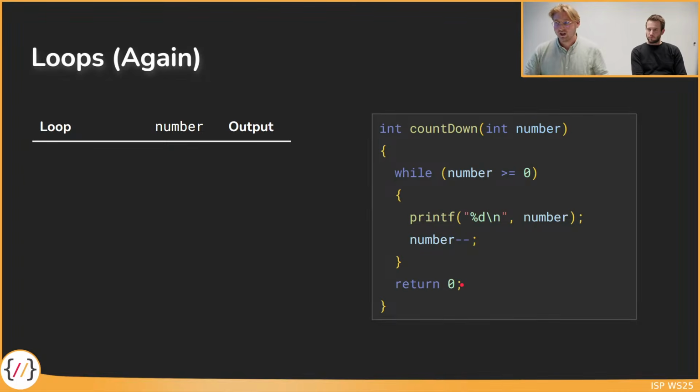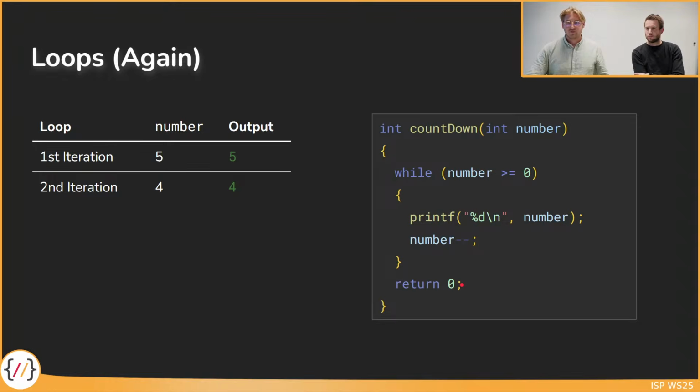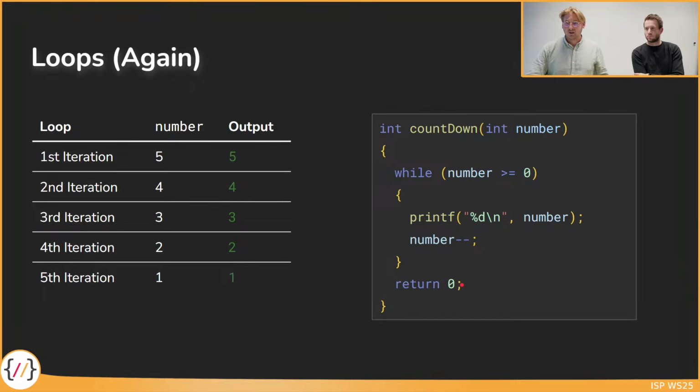So let's take a look at all of the iterations that are happening here. In the first iteration, the number is 5 and we print this number, so the output is also 5. In the second iteration we have 4, and the output is 4. This continues for all the other numbers until we reach 0. Once the number is 0, we print 0 and we are in the 6th iteration. So we just decrease the number and print the number.